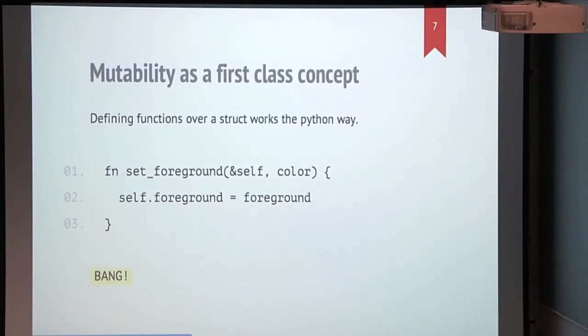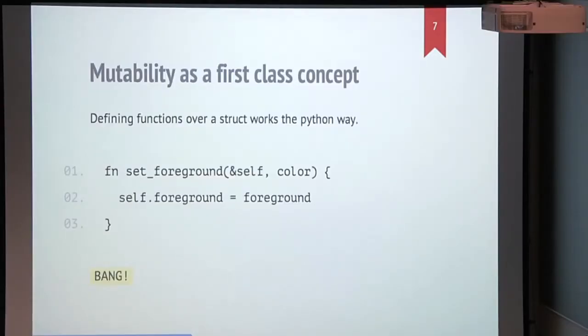And one of the interesting parts, if you start working with those structs, is if you want to define operations on them, it works kind of the Python way. So you always pass in self as the first parameter. And the second thing you find out is that if you write that code, that will not compile.